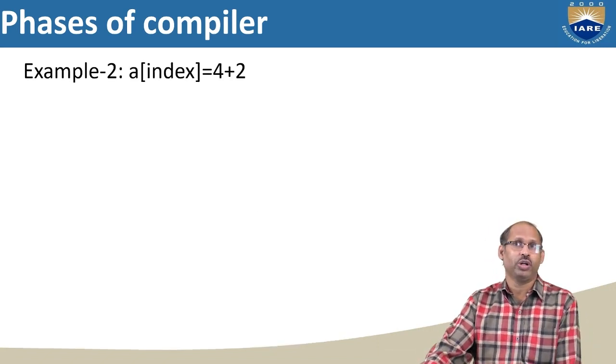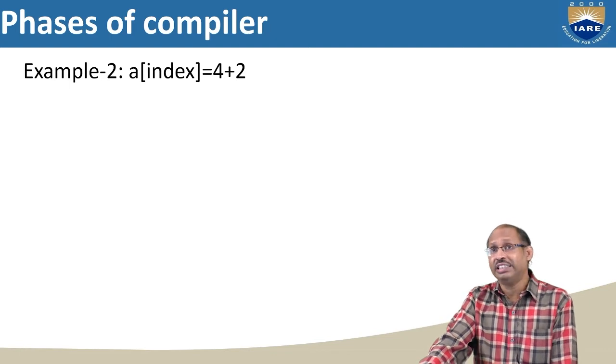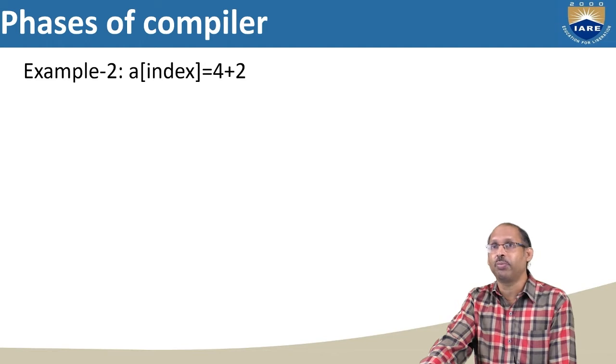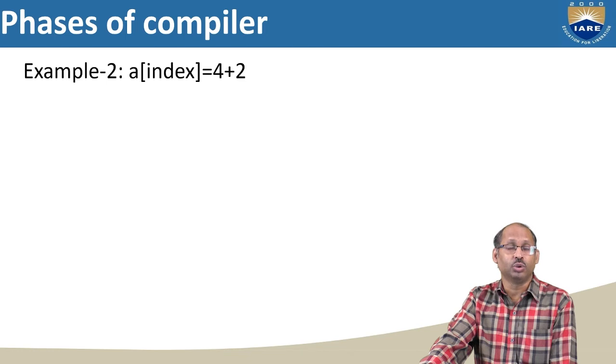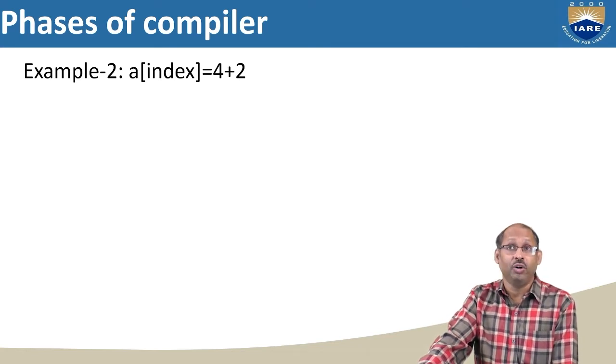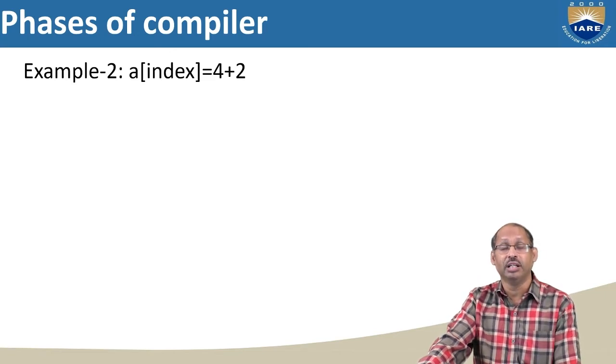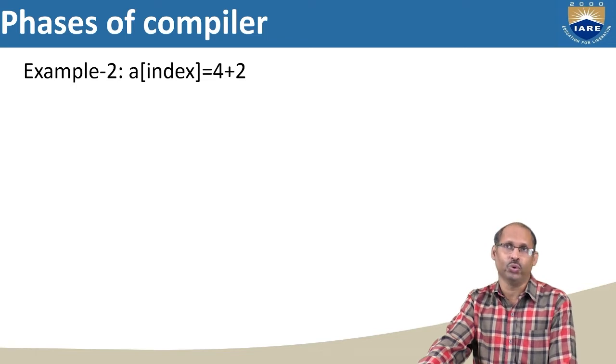this is one more example. Here, what is the statement? A of index equal to 4 plus 2. We are storing the summation of 4 and 2 into an array. Index should be integer type. Now we'll see how this source statement is converted by each phase of the compiler, so that finally it will generate a machine code, right?